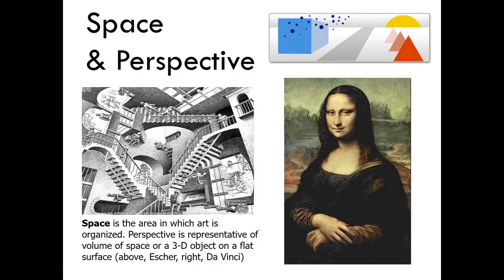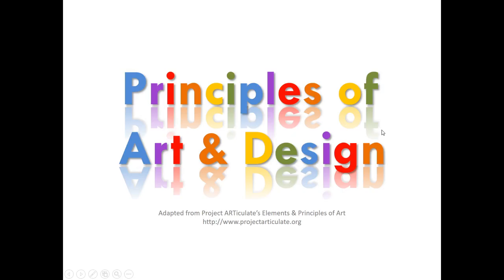Space and perspective. The element space is the area in which the art is organized. It's the area where your art takes place. Ooh, there's a bell. Okay, so here's an example of perspective. As far as space goes, it's really just the square or the rectangle that a drawing or painting is in. So it's kind of hard to show 3 examples of space, but you can show some perspective to show your examples. And guys, that's all 7.